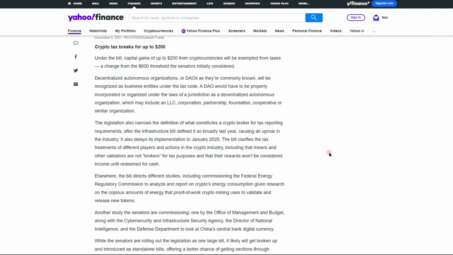Crypto tax breaks for up to $200. Under the bill, capital gains of up to $200 from cryptocurrencies will be exempted from taxes, a change from the $600 threshold the senator initially considered. Decentralized autonomous organizations, or DAOs as they are commonly known, will be recognized as business entities under the tax code. A DAO would have to be properly incorporated or organized under the laws of a jurisdiction as a decentralized autonomous organization, which may include an LLC, corporation, partnership, foundation, cooperative, or similar organization.